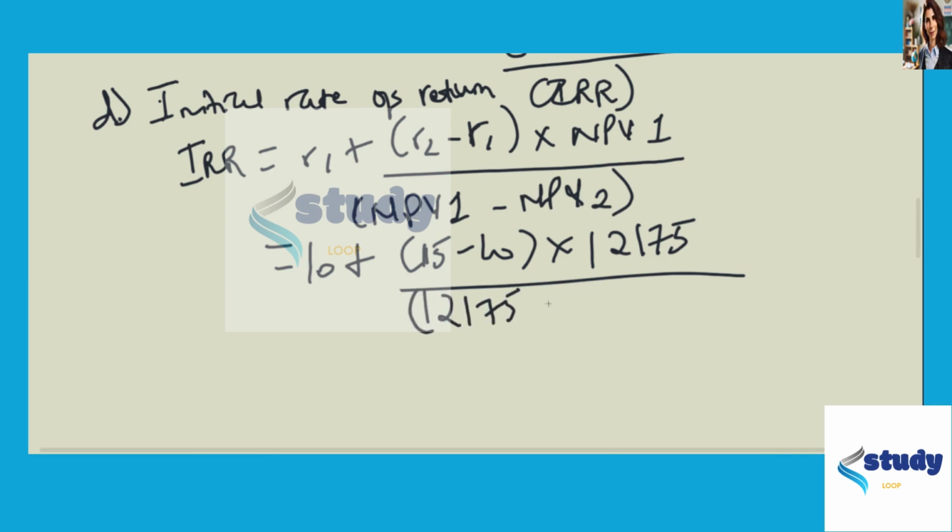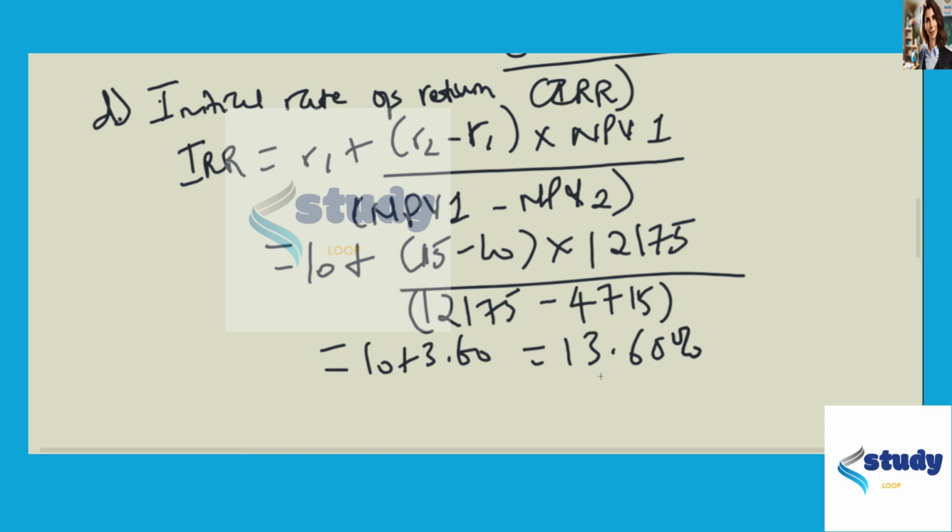12,175 minus 4,715. So this is equal to 10 plus 3.60 or 13.60%, and that's the internal rate of return.